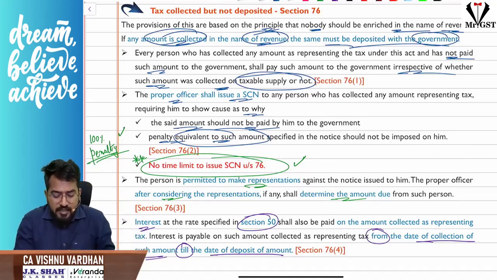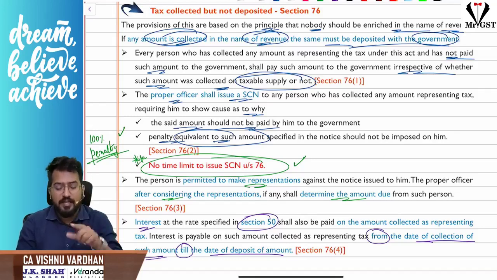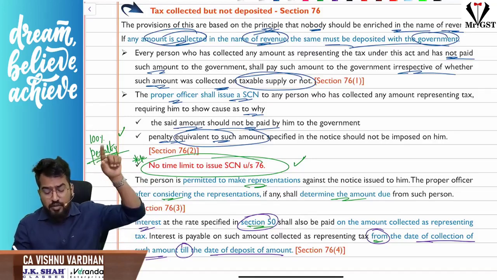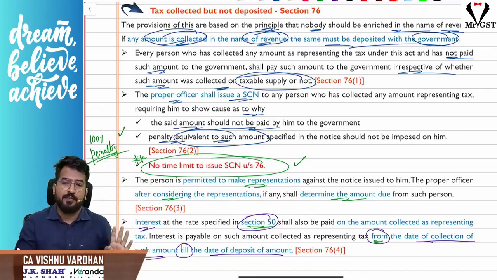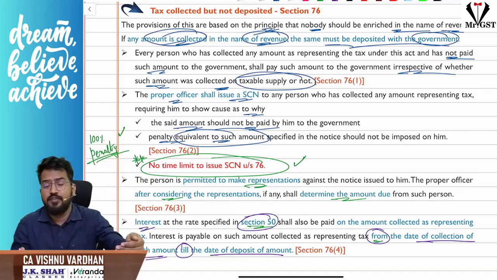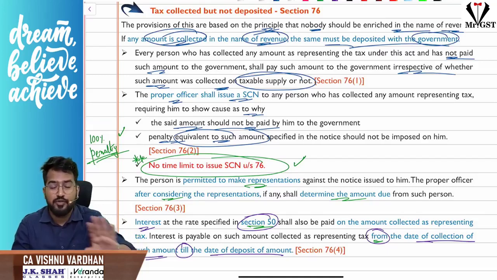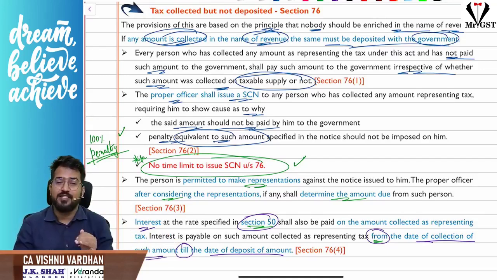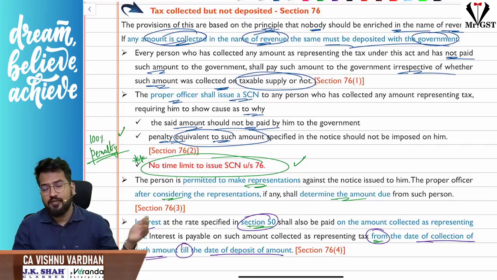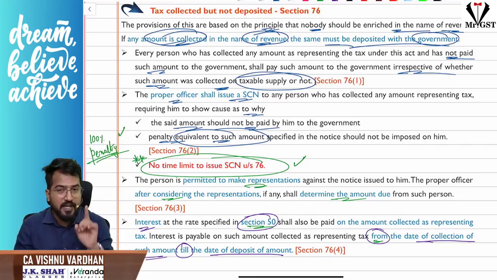After considering the representation, the proper officer will determine the tax liability accordingly, and interest will be charged under section 50 from the date of collection of tax till the date of deposit of that tax. Because tax itself need not have been collected there, you have collected. You should not argue that it is not a taxable supply. Then why did you collect tax in the name of tax? You have collected something in the name of tax, that should be deposited to the government. Interest will come from the date of collection till the date of deposit, and penalty will be 100%.